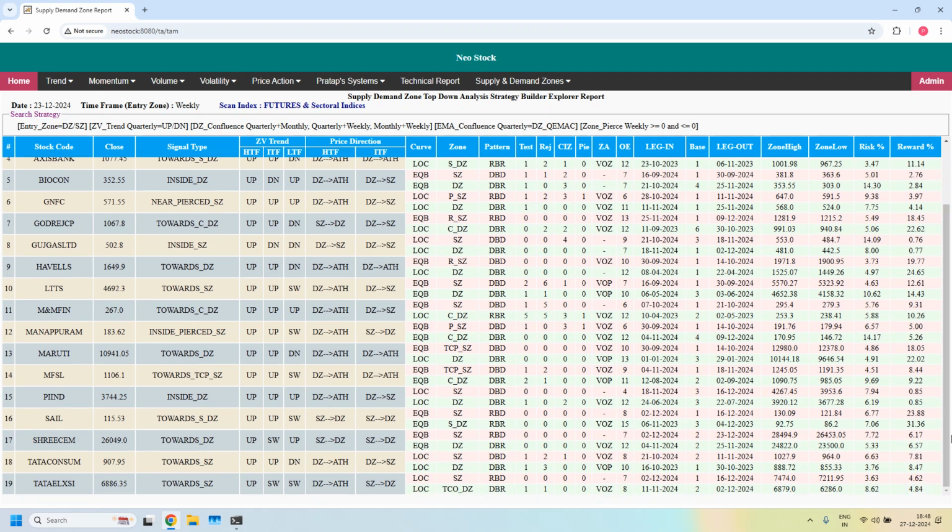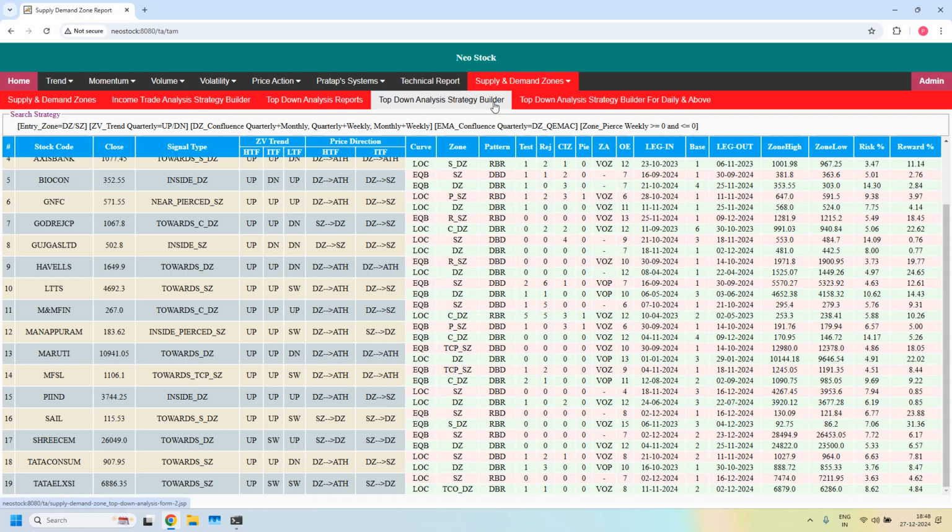So total 19 stocks are filtered. In all these 19 stocks, the weekly zone is part of the monthly zone, both together again part of the quarterly zone. And the quarterly demand zone has quarterly EMA confluence, and the quarterly trend is not sideways. So with these filters. Okay, similarly we will look for supply zones also.